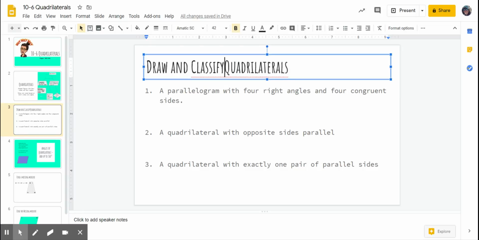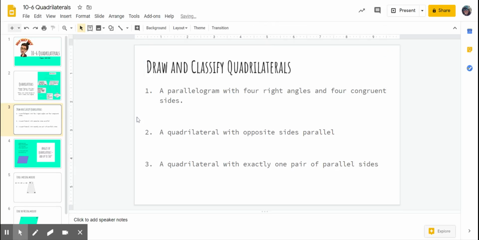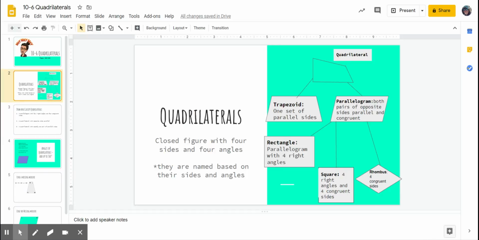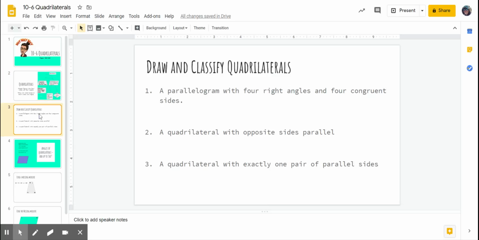Okay, so looking at this, the first one is asking you to draw a parallelogram that has 4 right angles and 4 congruent sides. So it would be a little easier for you to classify it before you draw it. Going back to the previous slide, a parallelogram that has 4 right angles and 4 congruent sides would be a square. So it has 4 right angles and 4 sides that are the same.